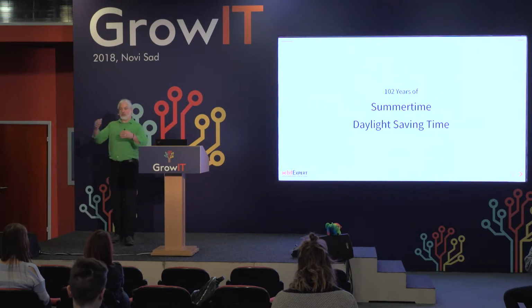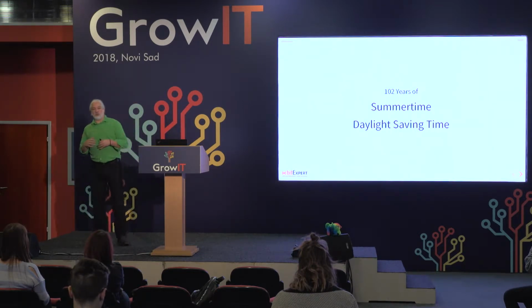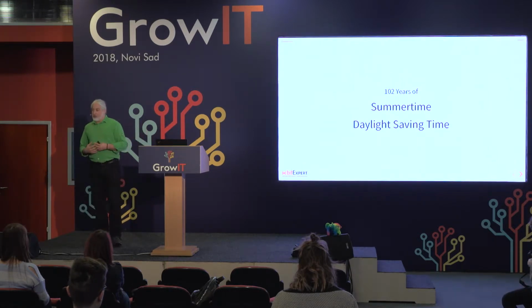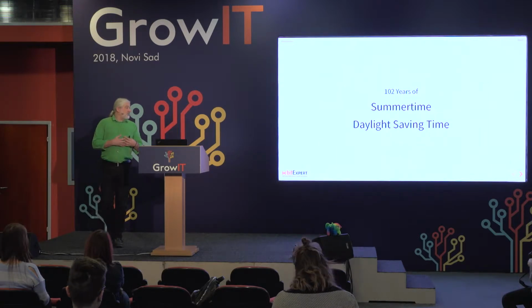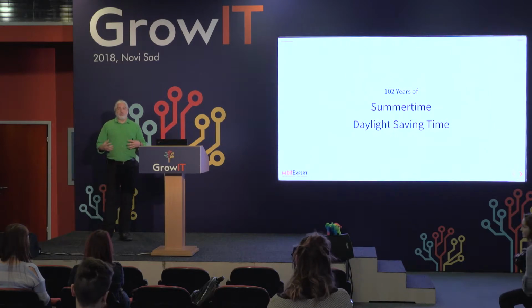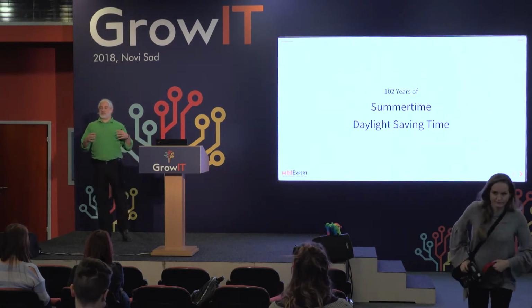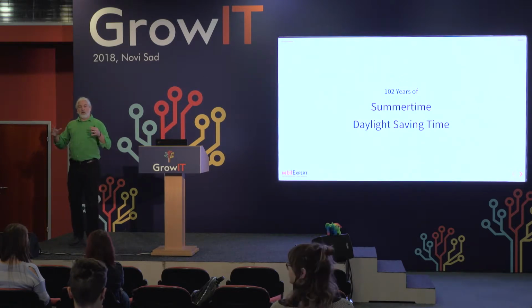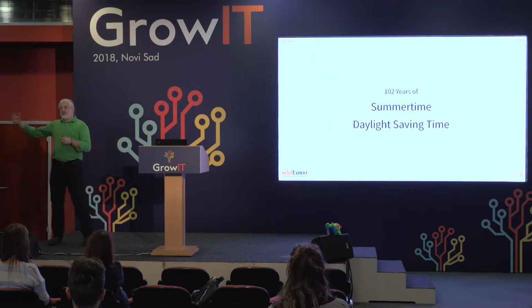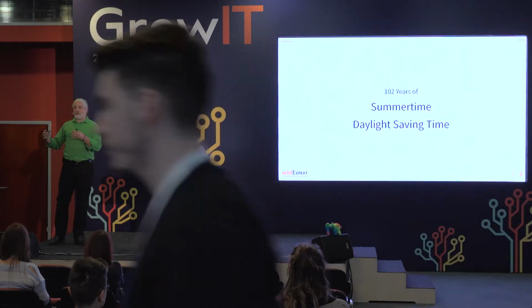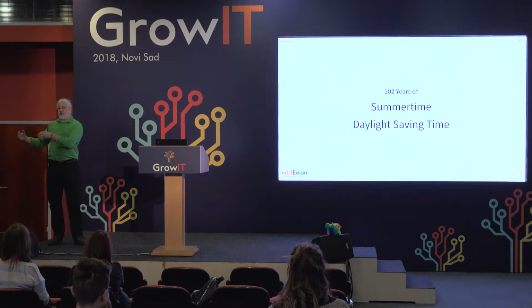Well, if you calculate back 102 years, that was 1916. We were all deep into World War I. And the armed forces realized we need more daylight. So they decided to just shift the whole time by 1 hour, to get more daylight at the end of the day. To get more stuff done. Well, actually, to save more fuel for the tanks.